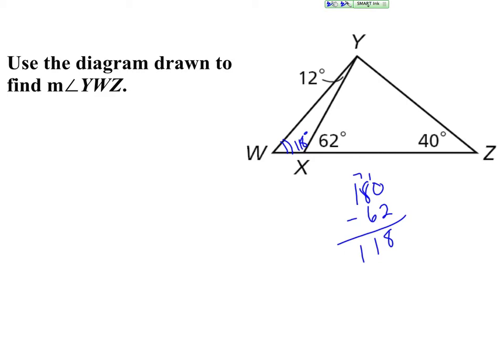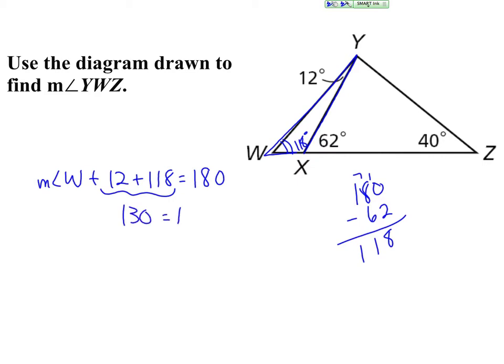All right, so what can we do after we get that 118? Look at the skinny triangle. 118 plus 12 minus 1. Okay, so the angle that we're looking for, can I call it just angle W? I believe I can. Angle W, 12 and 118 has to total 180, all three angles in that skinny triangle. These two total 130. So take 180 and subtract 130. So after all that, we get the measure of angle W to be 50 degrees.